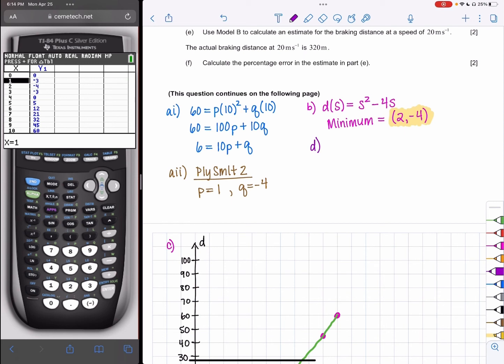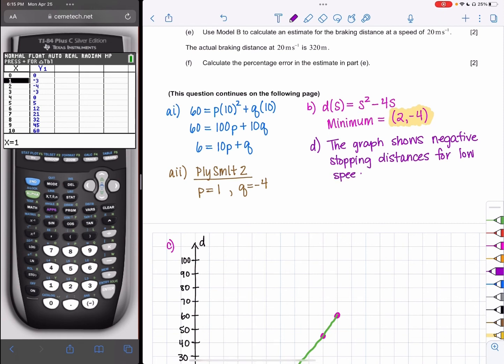So here we're going to say that the graph shows negative stopping distances for low speeds. And like I said, we already know we cannot have negative distance. All right, so that's why that would not be accurate or precise.